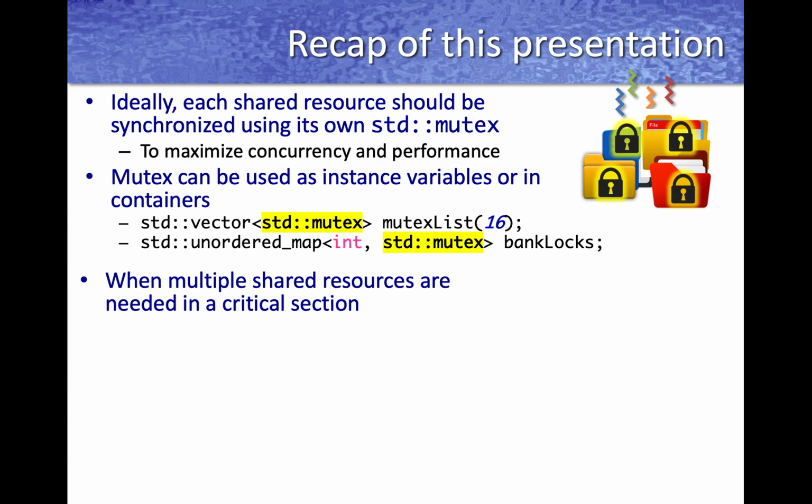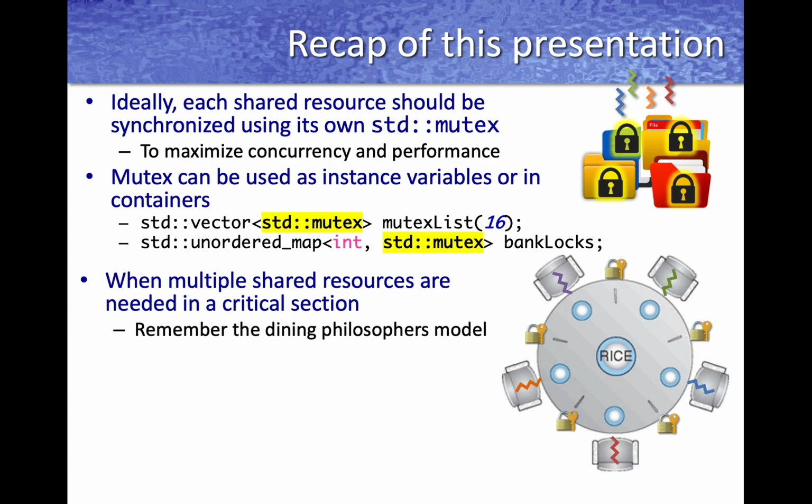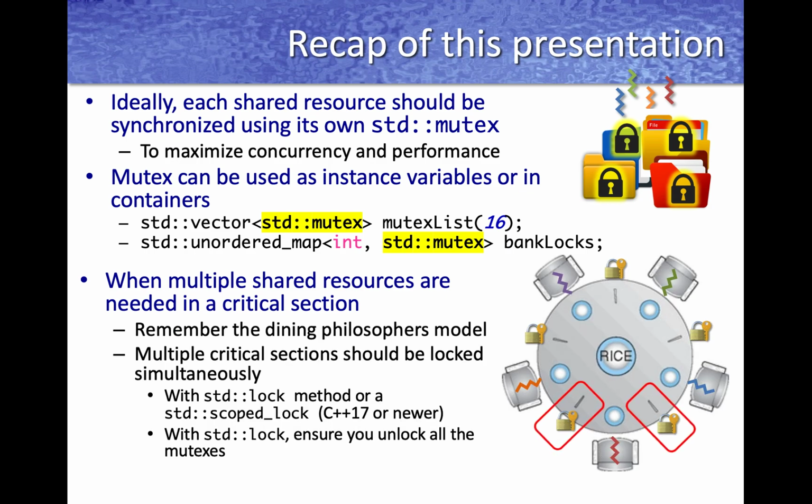And when multiple resources are required in a critical section, we keep the dining philosophers model in mind, where we want to simultaneously lock multiple resources. So it's important to use the std::lock method, or in newer versions of C++, you can use the scoped lock. Keep in mind with std::lock, you need to unlock all of the mutexes, but with scoped lock, it automatically does it. That's the advantage of the new API. You don't have to unlock it, but with std::lock, you always have to unlock. So with C++14, you have to remember to unlock those mutexes.